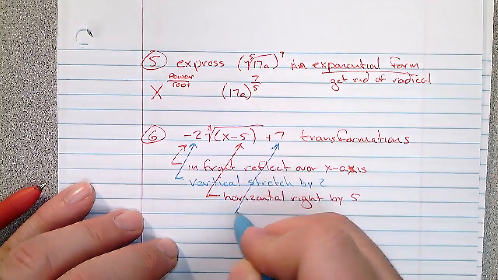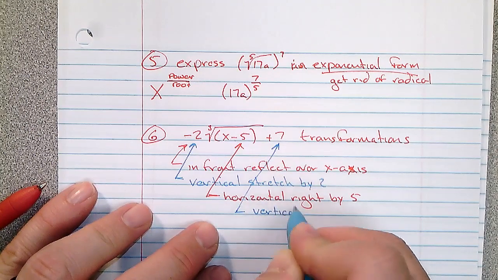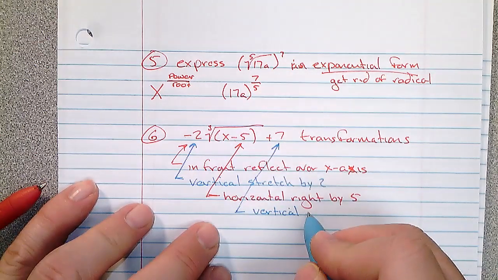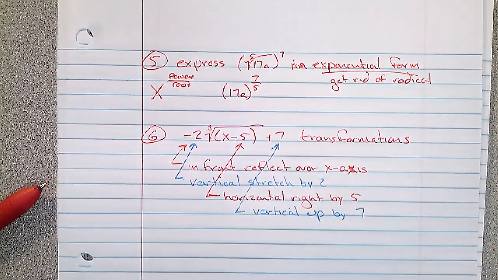And then lastly, we have this 7, which is our vertical. And because it's positive, it's going up by 7. And that's all there is to it. Regular transformations. All right.